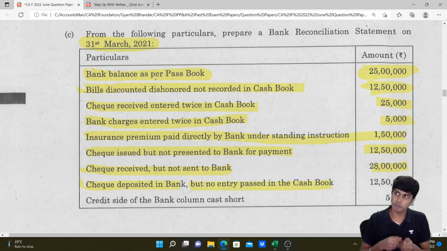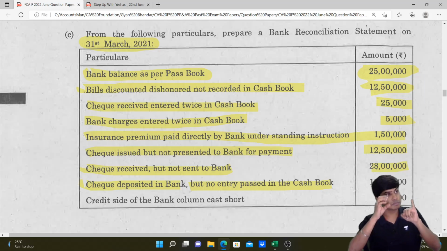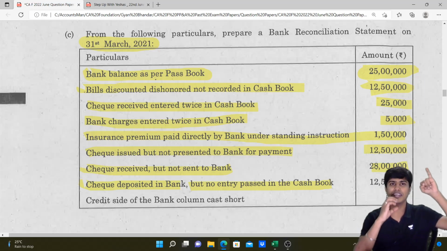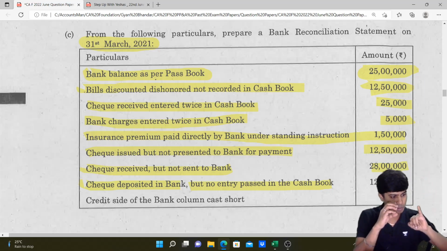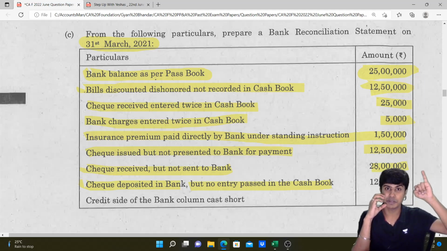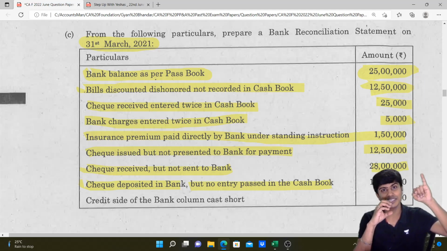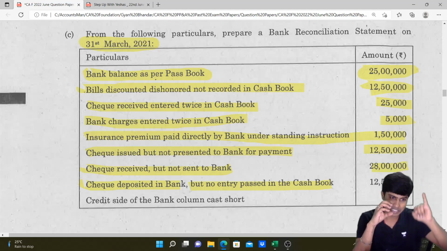This time you deposited the checks into the bank. Your balance as per passbook also increased, but balance as per cash book has not increased. Where are we making changes? We are making changes in passbook. So what do I do with my passbook balance? Reduce it. Balance as per passbook has to be reduced.